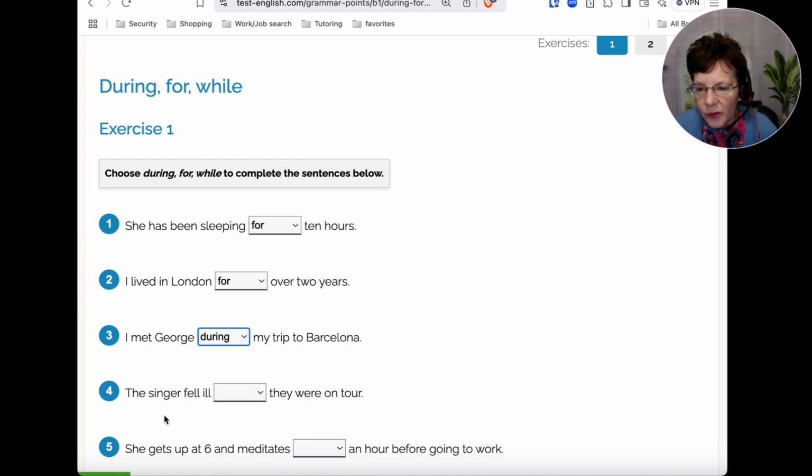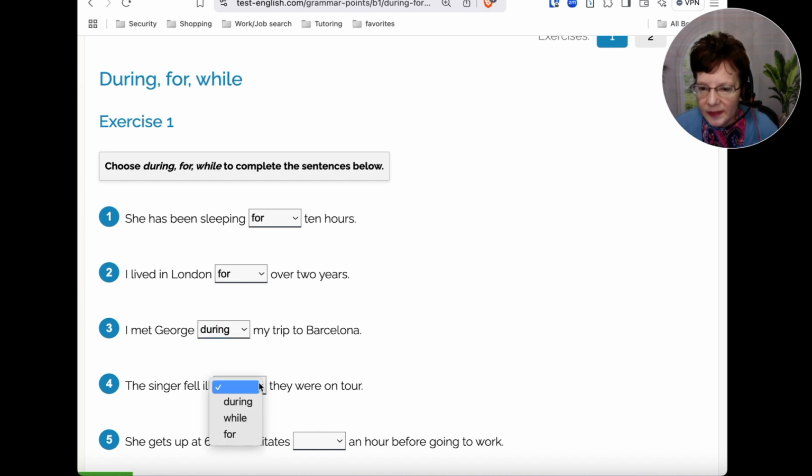All right, for, the singer fell ill. They were on tour. So during, while, or for? So it's two things happening at the same time. Okay, so if you chose the middle one, while, that would be correct. So they were on tour, and at the same time, the singer got sick, fell ill.